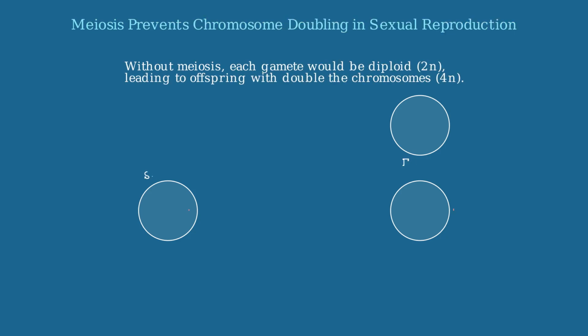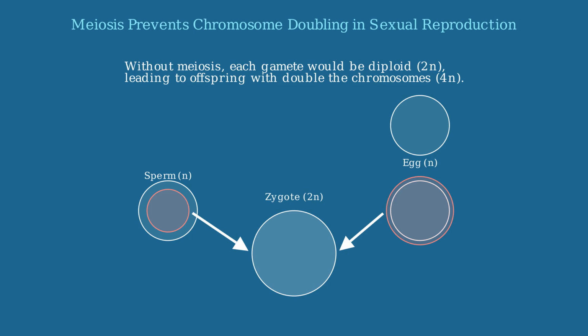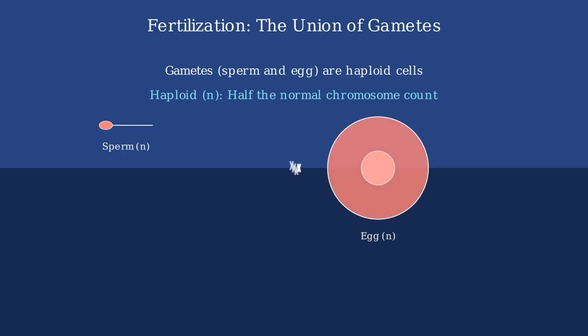Finally, let's visualize how meiosis prevents chromosome doubling during fertilization. Both the egg and sperm are haploid cells, thanks to meiosis. When they combine during fertilization, the resulting zygote has the correct diploid number. Without meiosis, each gamete would be diploid, and the zygote would have double the normal chromosome count, which would be incompatible with life. Fertilization is the process where 2 haploid gametes unite to form a diploid zygote. Both the sperm and egg cells contain half the normal chromosome count, making them haploid cells.